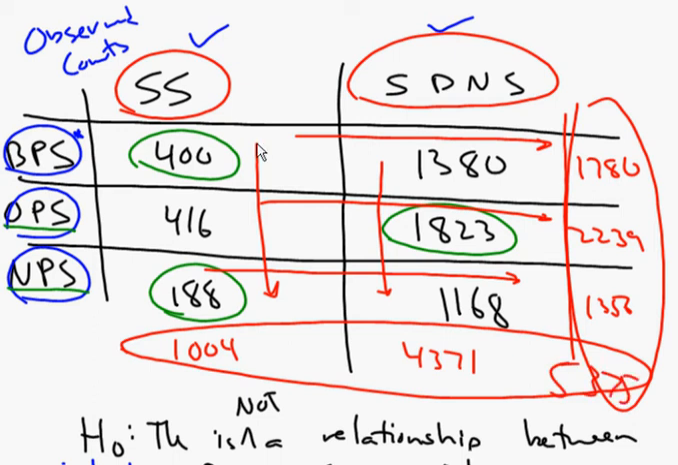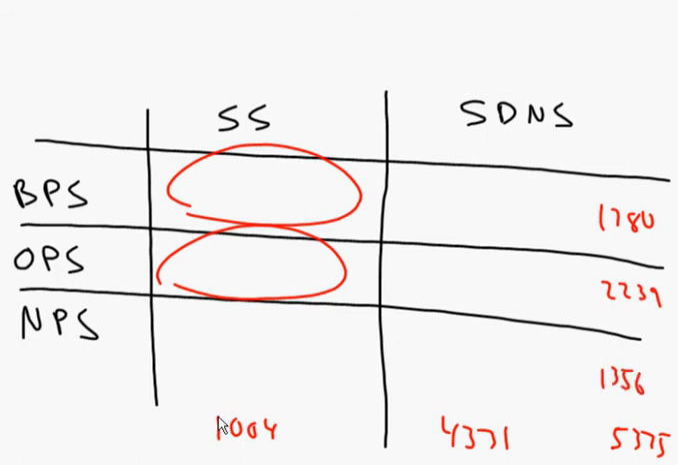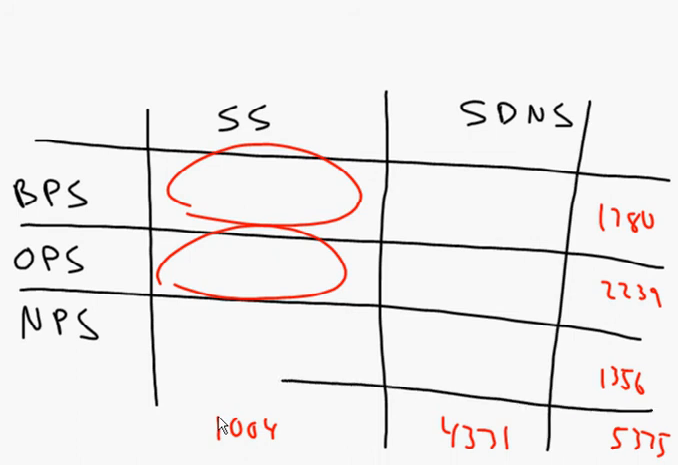Looks a little sloppy, so let's go to a new table and fill these things in. So this, again, this is 1004. This is 4371. And then the table total, 5375. Over here we have 1780, 2239, and 1356. Okay? So now that we have all the totals in there, it'll probably be easier to apply the formula I just showed you.